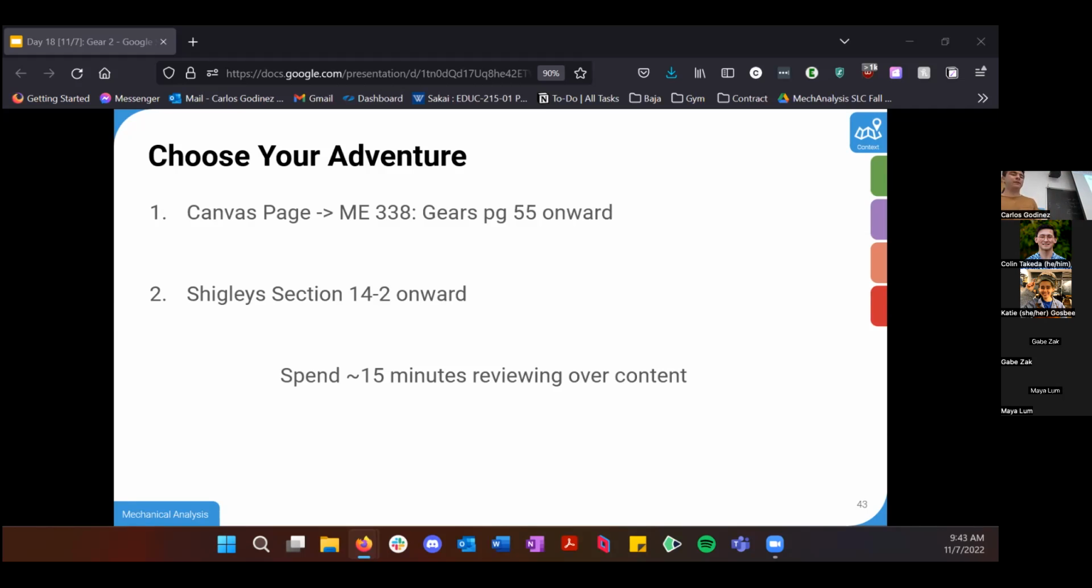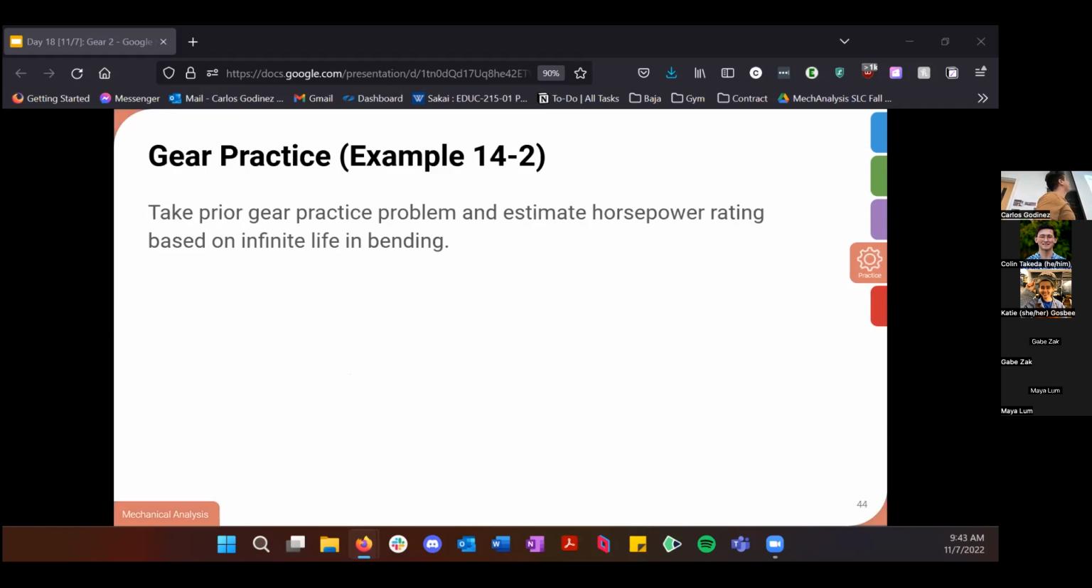If you finish that, there is another cumulative problem to bring it all together. That gear problem we just did, where we're solving for how much horsepower is outputted. If you want to, you could estimate what the final horsepower rating would be based on an infinite life and bending, and bring in your prior fatigue life. This is example 14.2 in Shigley's. It's a really cool one that sums up a lot of the stuff we've done so far. And you should take a look at it.